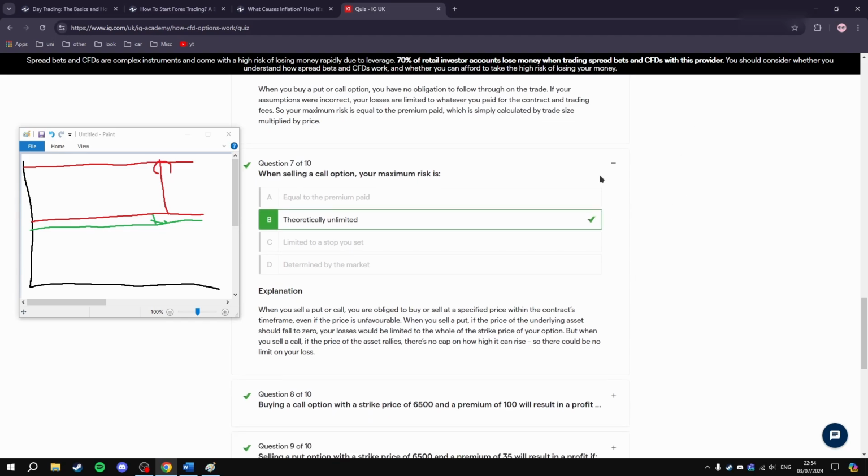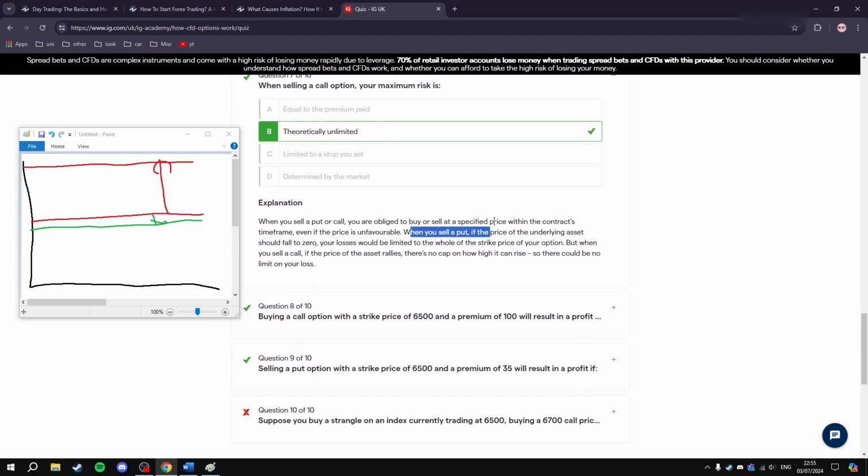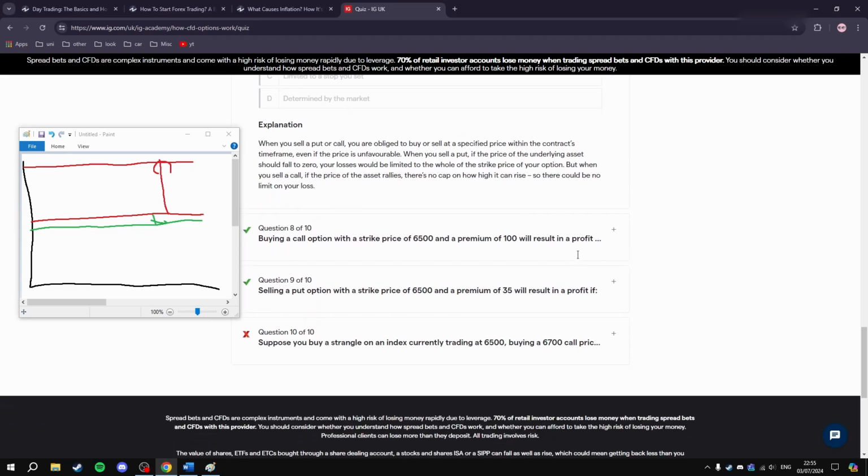When you sell a put or a call option, you are obliged to buy or sell at a specified price within the contract's time frame, even if the price is unfavorable to you. When you sell a put, if the price of the underlying asset should fall to zero, your losses will be limited to the whole of the strike price of your option. But when you sell a call, if the price of the asset rallies, there's no cap on how high it can rise, so there will be no limit on your losses.